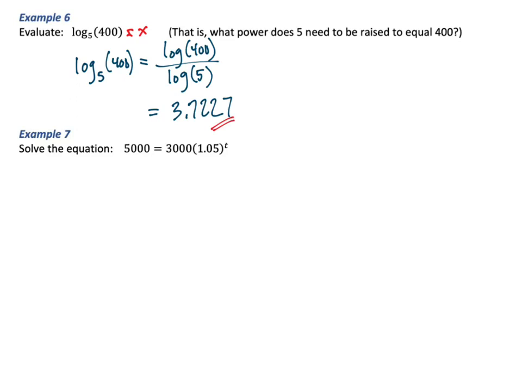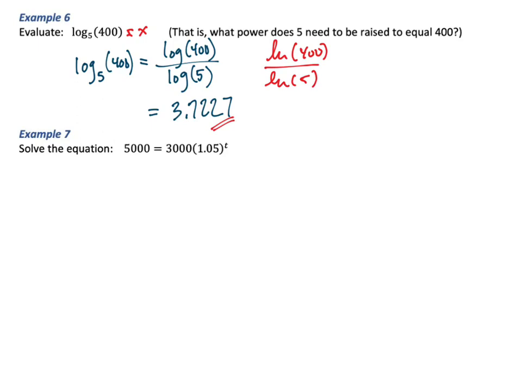Now, I just chose the log base 10, the common log, kind of arbitrarily. We could have chosen the natural log, and it would have been the natural log of 400 divided by the natural log of 5, and that gives us exactly the same value, 3.7227. So converting from base b to anything, it could be any base, but either 10 or e is going to be preferred there. Now, we can use that same idea, again, solving equations.